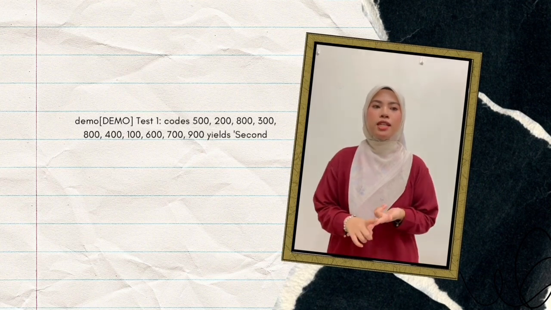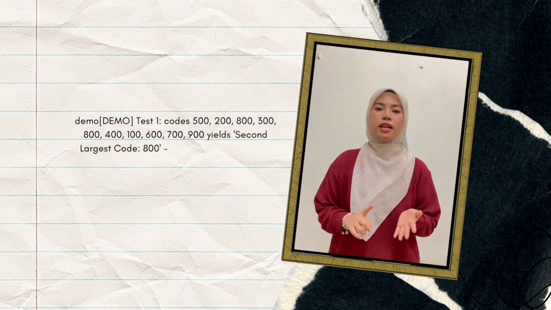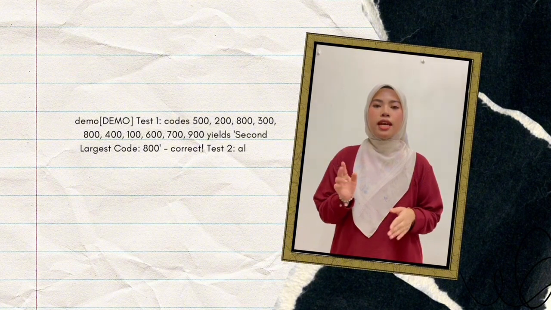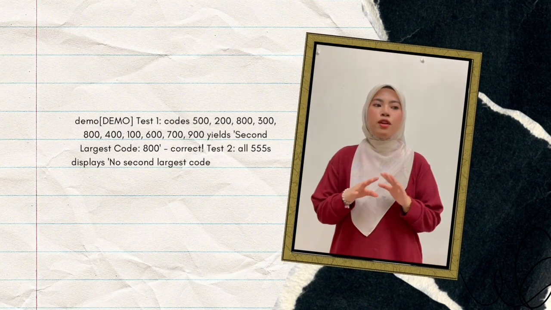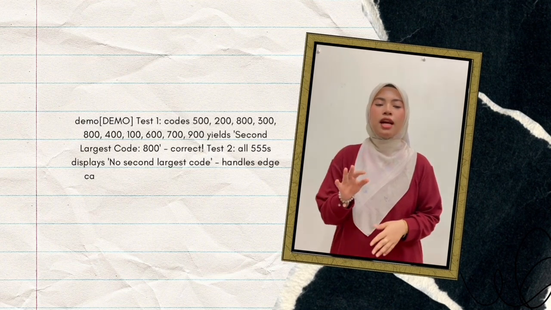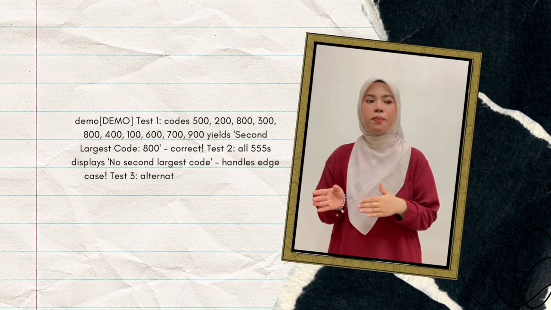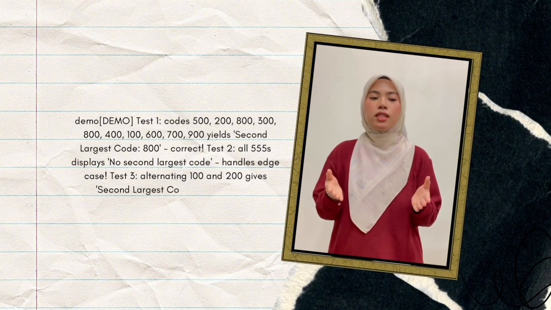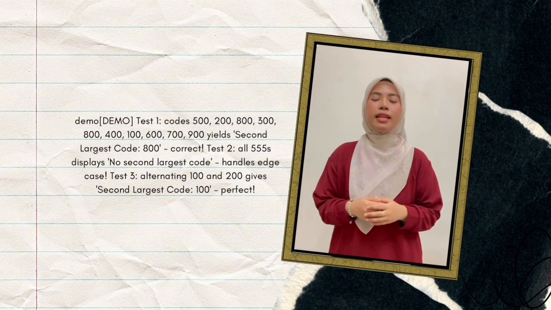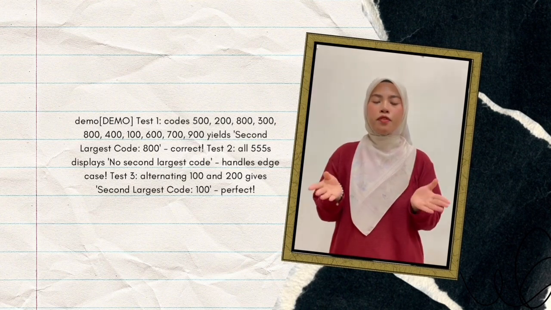Lastly, demo results. In this case, 500, 200, 800, 300, 800, 400, 100, 600, 700 and 900. Second largest code is 800. Case 2, all values are 555. No second largest code. And test 3, alternating 100 and 200. Second largest code is 100. This proves the algorithm works correctly and handles each case properly.